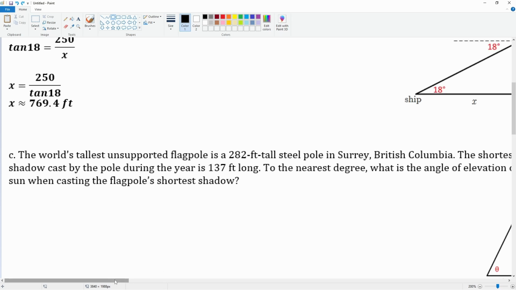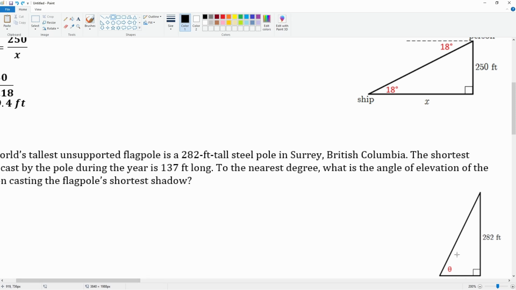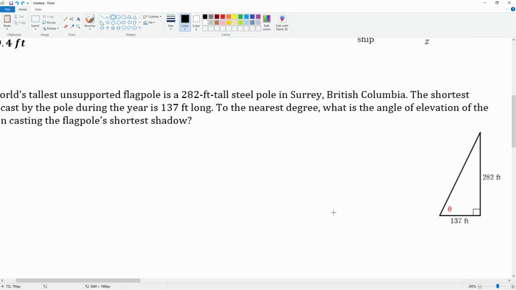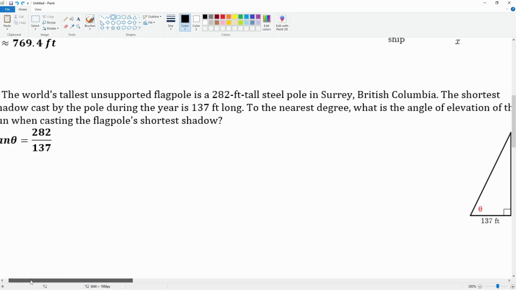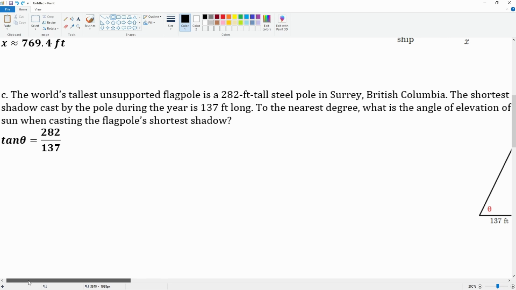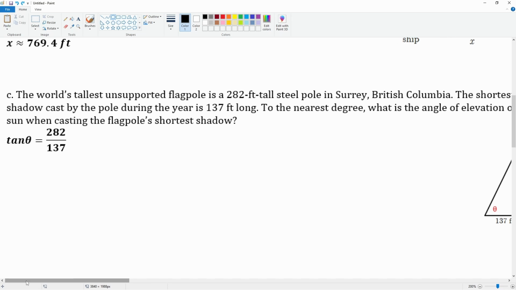The last one, you're looking for the angle. It is that tall, 282, and that's the shadow, which is 137. Here, this is also a tan, because the opposite is 282 and the adjacent is 137. You're finding the angle, so you're trying to use the inverse. So theta, the angle, is tan inverse of 282 divided by 137, which is 64.1 degrees.